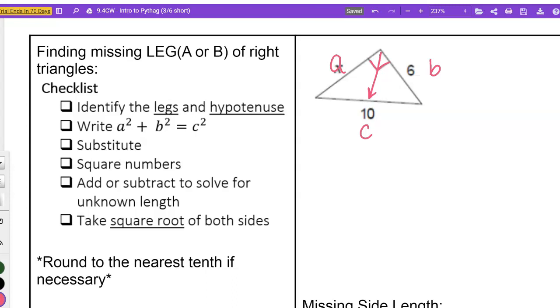Again, it doesn't matter which one you label A and which one you label B. It's really important that you always have C across from the right angle.